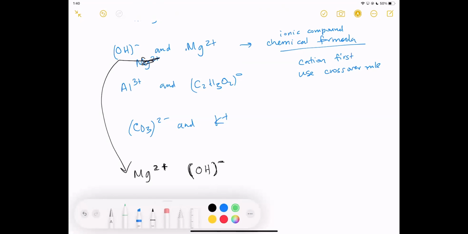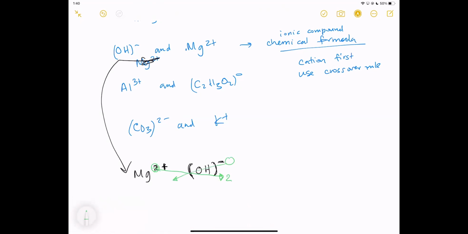Then I want to use that crossover rule, and what crosses over and down is this 2. It's no longer up here, it's going to be down there. Then there's no number that crosses over and down. At the same time, you get rid of the plus and minus signs, and you have Mg, and in parentheses, OH and a 2. So that 2 came over and down. So that's the chemical formula.